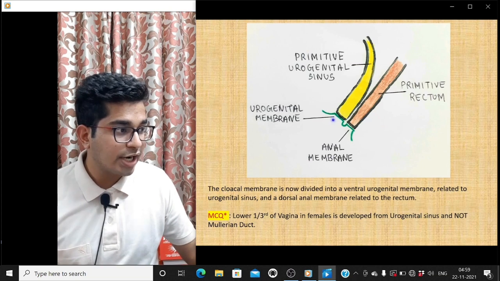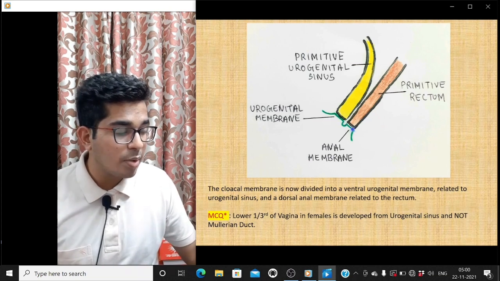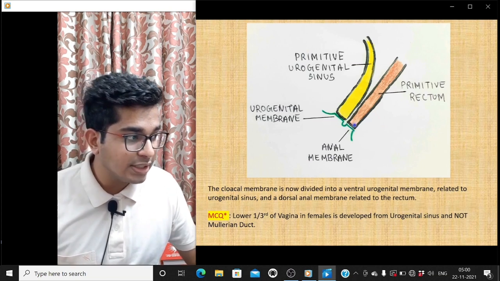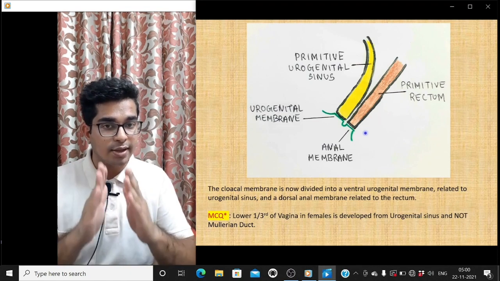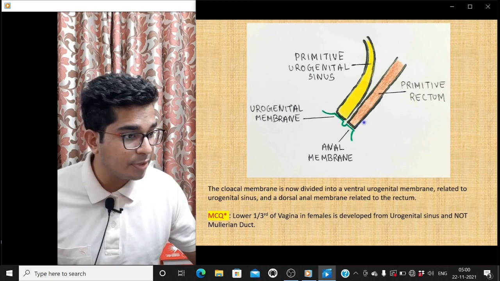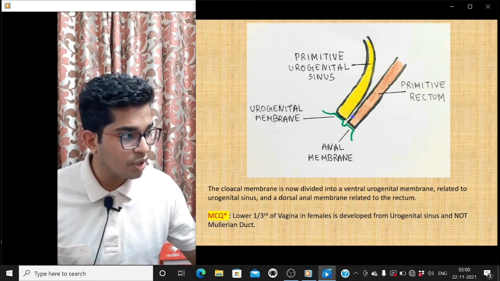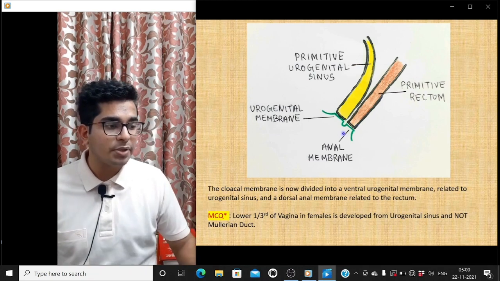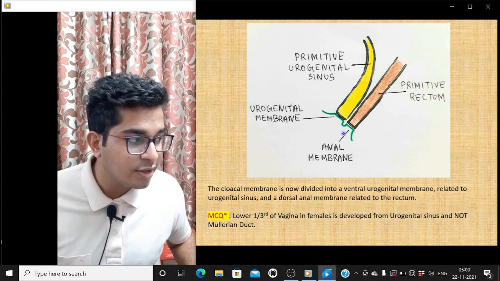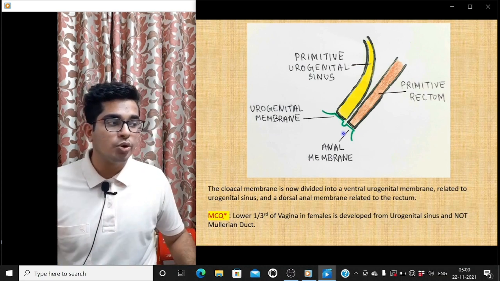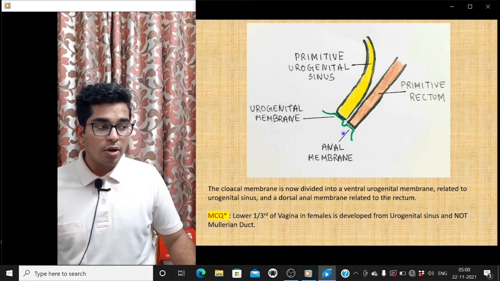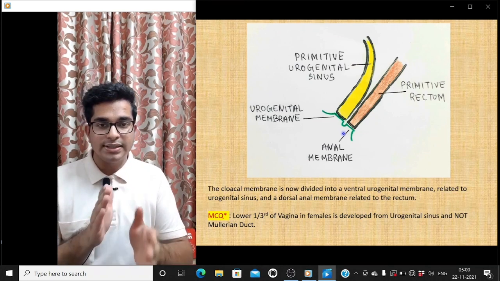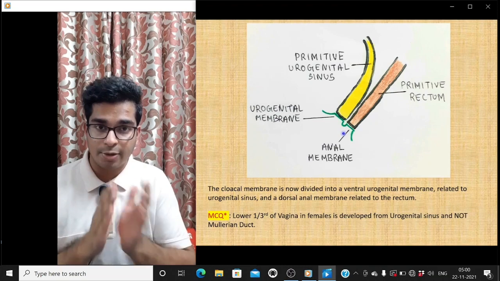And this is the urogenital membrane. This is your anal membrane. It will enter inside to form the covering of your anal canal from the inner aspect. This is your primitive rectum. Now see, the urorectal septum has easily divided your cloaca into an anterior urogenital sinus and a posterior primitive rectum. Now this is how you can correlate this with your gross anatomy.